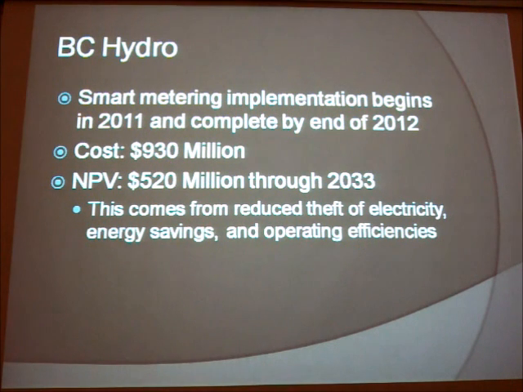BC Hydro in our region wants to start implementing smart meters in 2011, and they say it will be completed by the end of 2012. The cost for the project is $930 million, and the NPV is $520 million over a 21-year basis. This NPV revenue comes from reduced electricity theft, energy savings, and operating efficiencies.